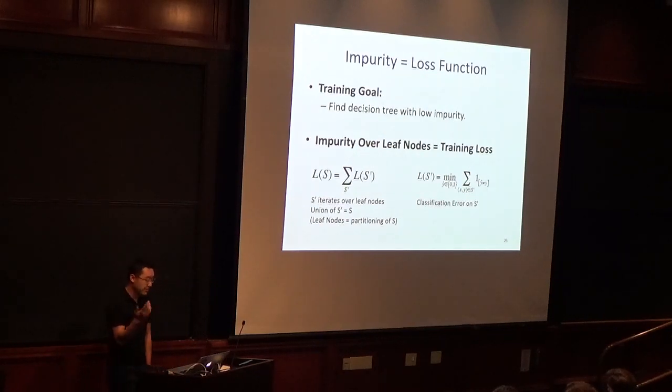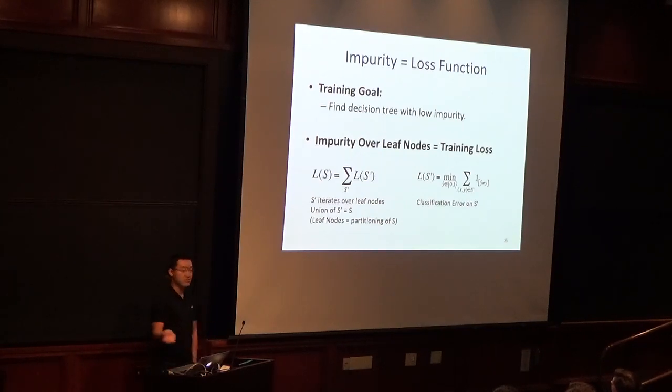Okay, so like I said before, impurity is basically a loss function. The goal is to train a decision tree with low impurity in the leaf nodes. So the sum of impurities in the leaf nodes should be as small as possible. That's the goal. So the impurity over the entire training set is equal to the sum of impurities over the leaf nodes that partition the training set. So you can just write it like this. And then for each of these, if your impurity measure is 0-1 loss, it looks like that.